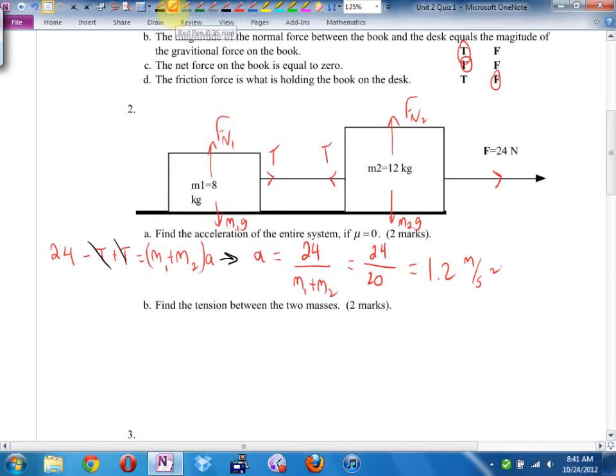Find the tension between 2 masses. I'll look at the left-hand mass. I could find it with the right-hand mass, and Emily, if you did, that's fine. You'll get full marks. The left-hand mass has fewer forces, so I'm going to be clever and assume there's probably going to be a little less room for me to make a dumb mistake along the way.